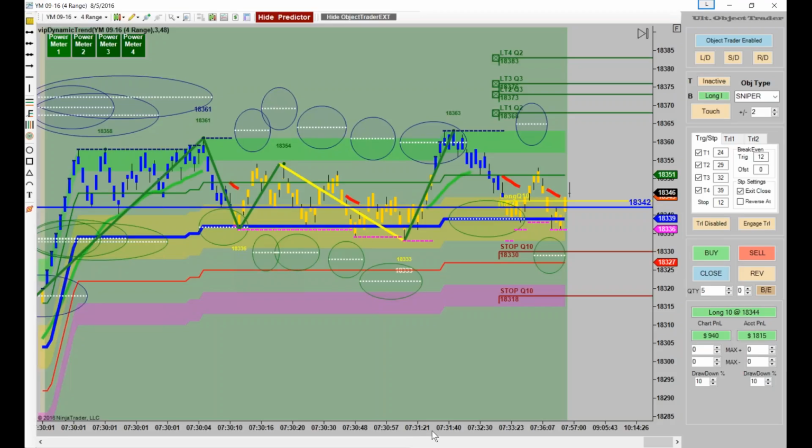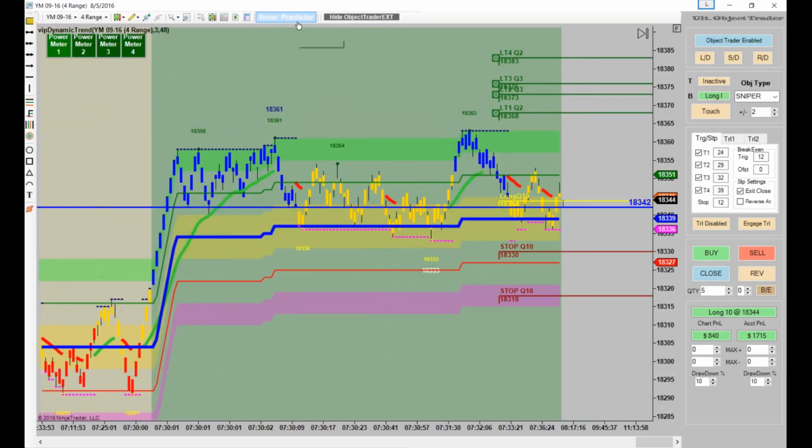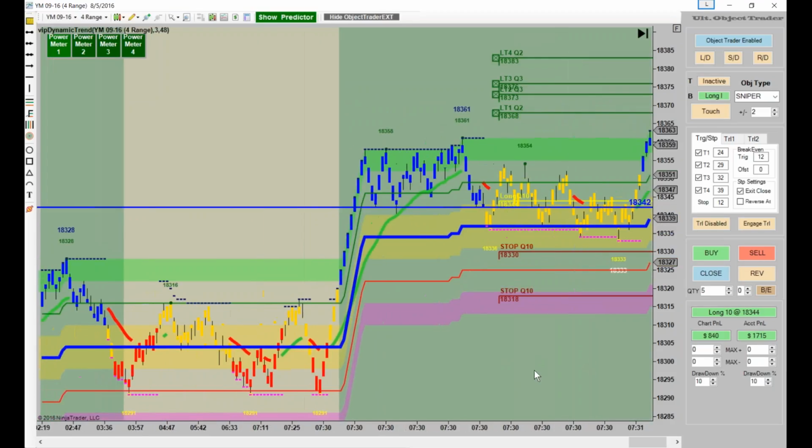Let me show you real quick how I diagnosed that in real time, because I know a lot of people have seen us do this in real time in the room, because you've got to look to the left to trade the right. And I'm going to get these predictors off the chart even, and I want to show you what they do.